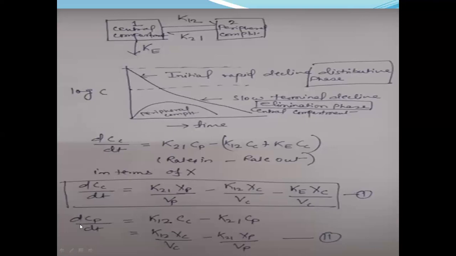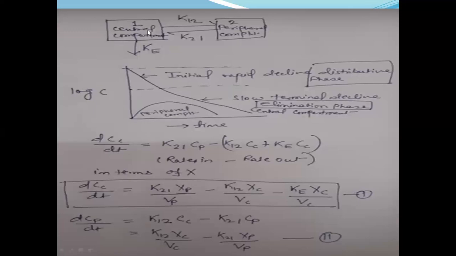And then when you take the formula of the peripheral compartment, up to now we have known only the rate equation of the central compartment. Now we are going for the rate equation of the peripheral compartment. So the formula will be the same, that is rate in minus rate out. To the peripheral compartment, from where is the drug coming? Rate in means incoming of the drug.